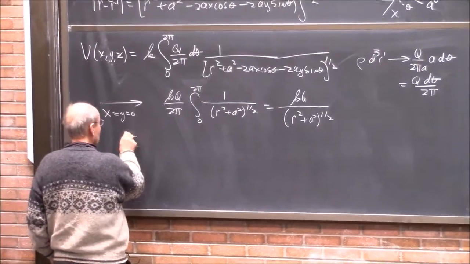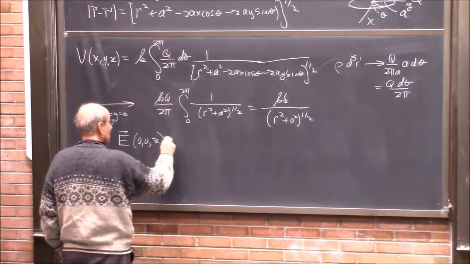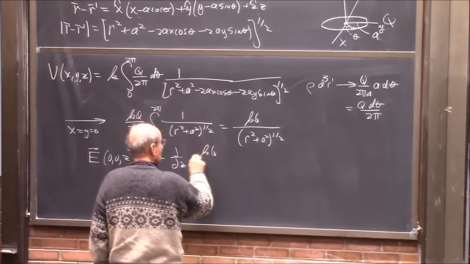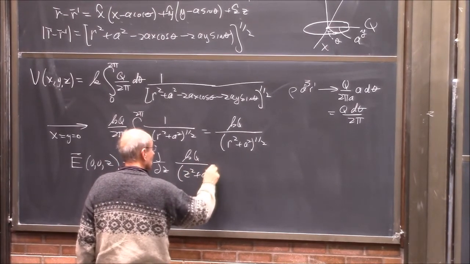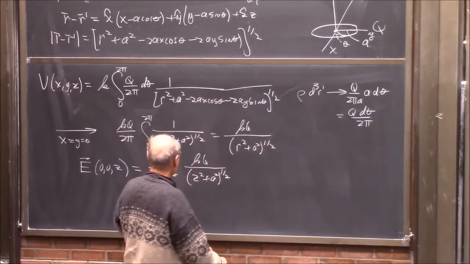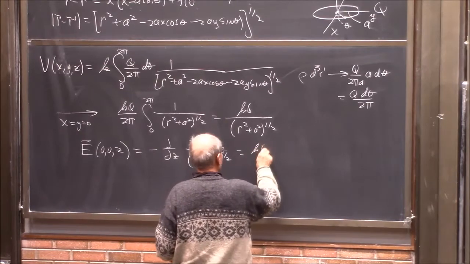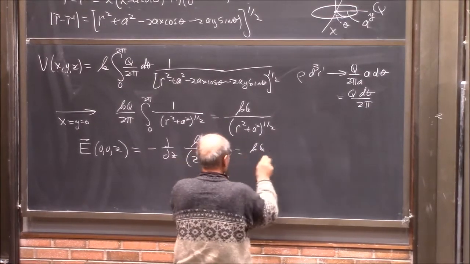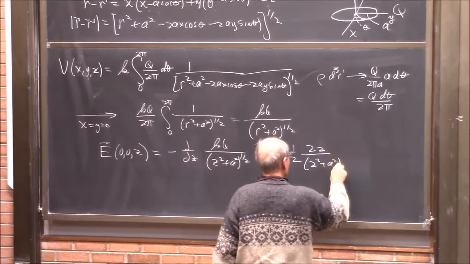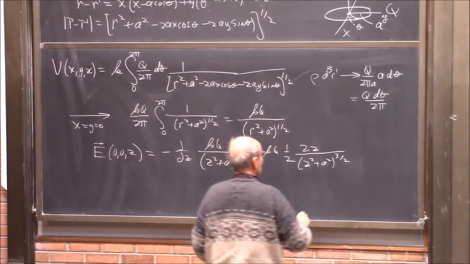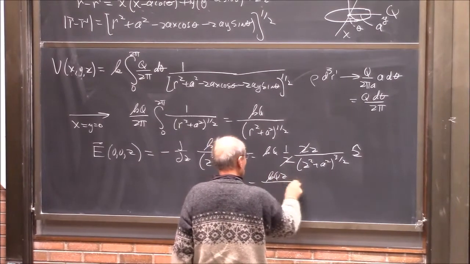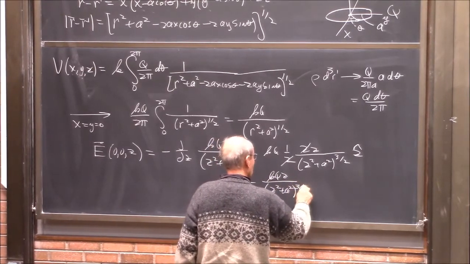So E at 0, 0, z would be minus d by dz of kq over the square root of z squared plus a squared, because on the axis r is equal to z. And that's a trivial integral to do. You get kq, then you'll get minus a half. It cancels that minus sign, so you got a half. And you got 2z over z squared plus a squared to the 3/2. So the electric field, and that's in the z direction, the 2's will cancel out, and you get kqz over z squared plus a squared to the 3/2.